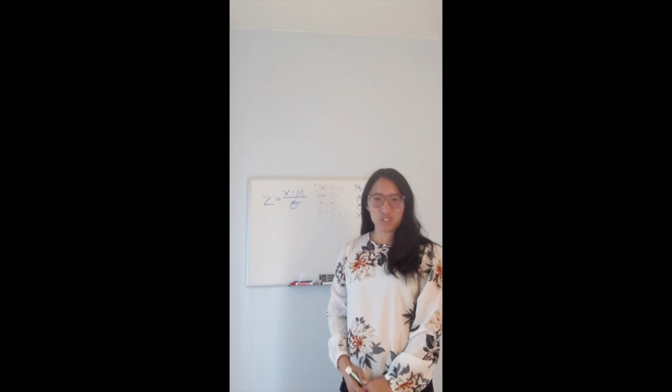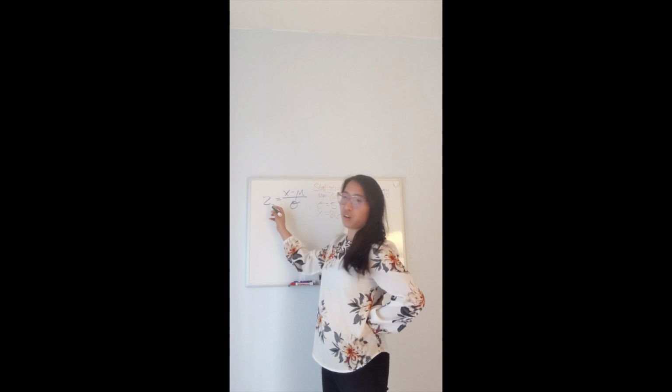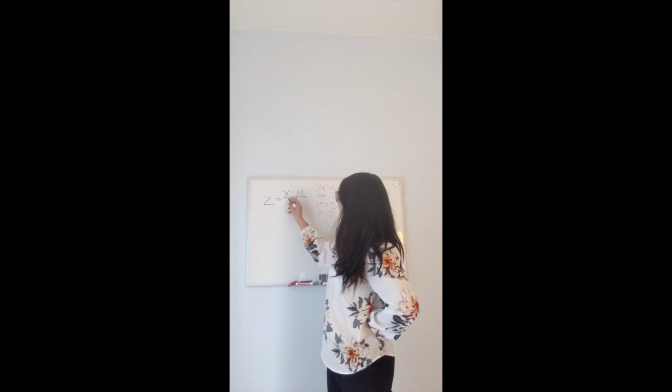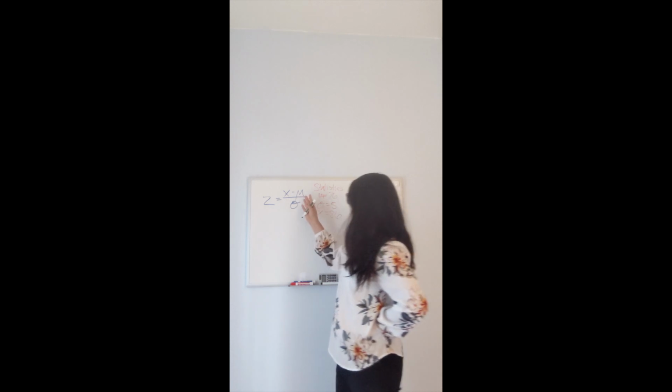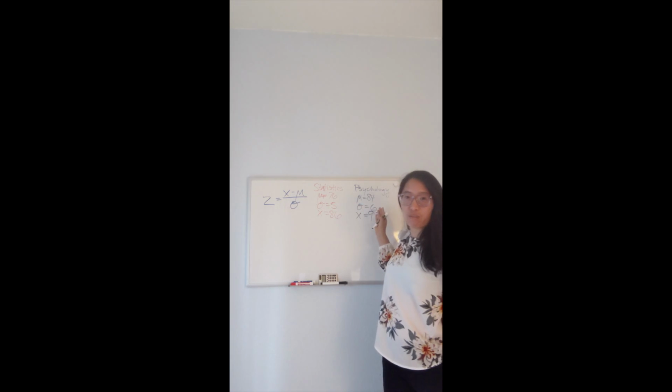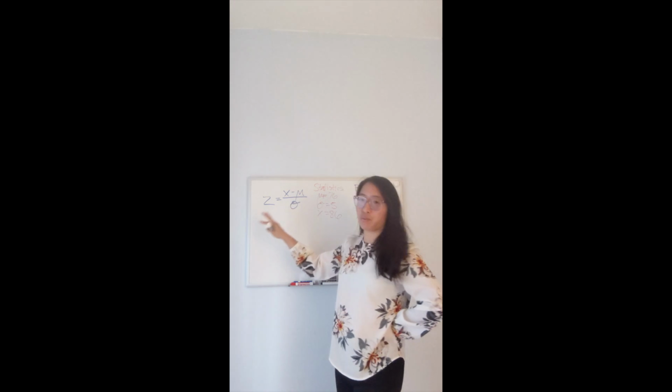In the lecture, I show this equation where z equals x minus mu over sigma. And in the slide, I also have a problem. But first, I'm going to go through this equation a little more closely so everyone understands.